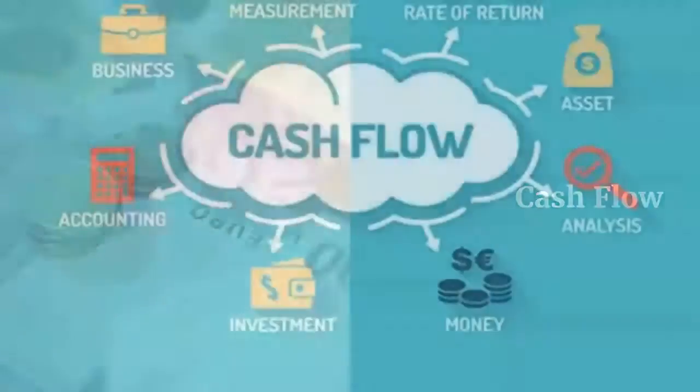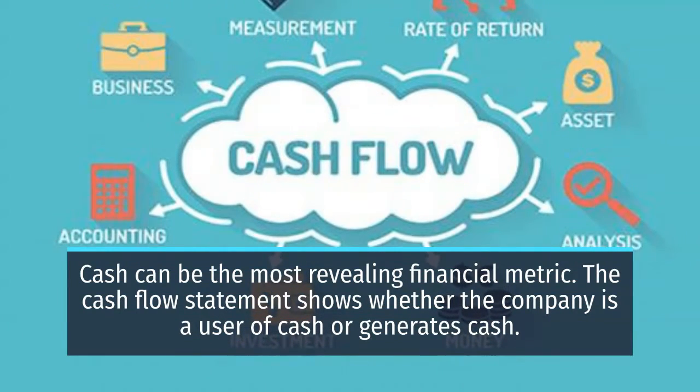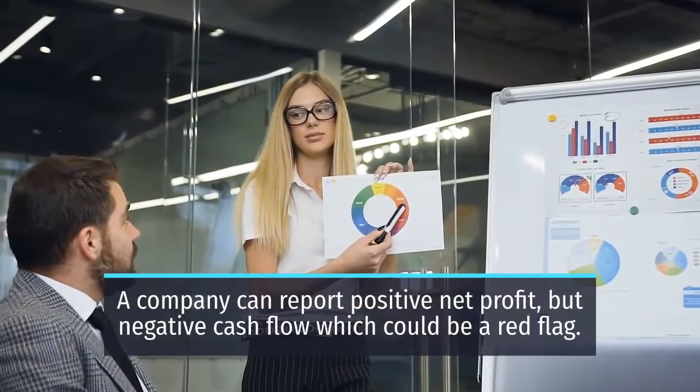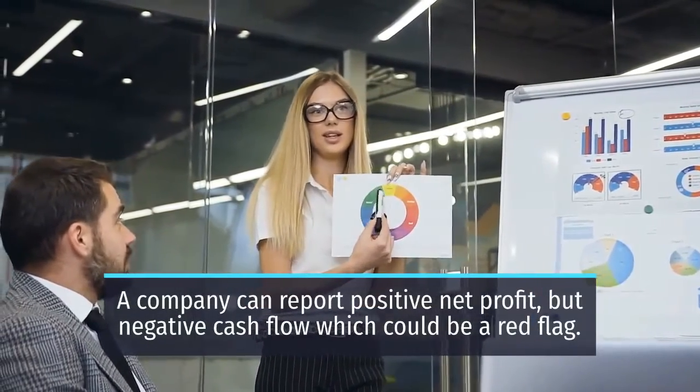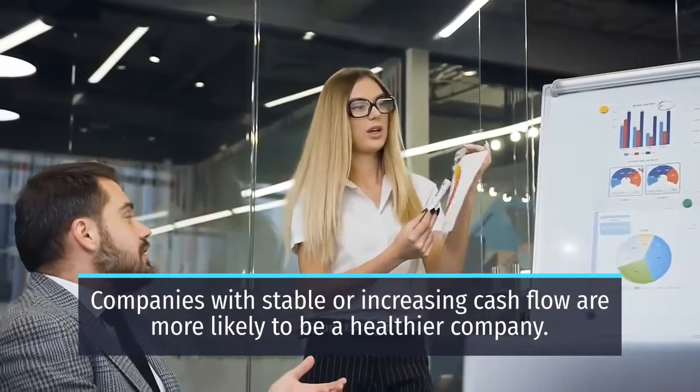Cash flow. Cash can be the most revealing financial metric. The cash flow statement shows whether the company is a user of cash or generates cash. A company can report positive net profit but negative cash flow, which could be a red flag. Companies with stable or increasing cash flow are more likely to be a healthier company.